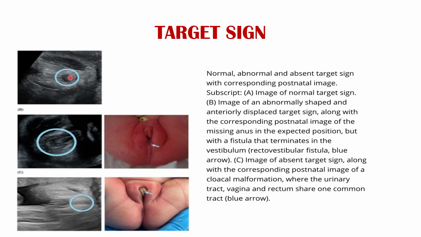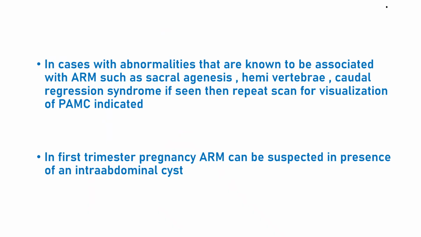The target sign normally looks like this: the center is hyperechoic mucosa surrounded by hypoechoic musculature. It can be anteriorly placed instead of posterior at the place of the anus, like this vestibular anus, or it can be absent, where a line sign is present instead of the normal target sign. In cases with abnormalities that are known to be associated with ARM, such as sacral agenesis, hemivertebra, caudal regression syndrome, if seen, then a repeat scan for visualization of the PAMC is indicated. In first trimester pregnancy, ARM can be suspected in presence of an intra-abdominal cyst.